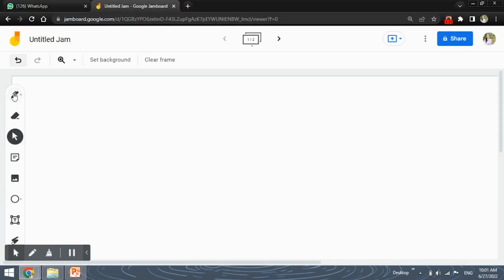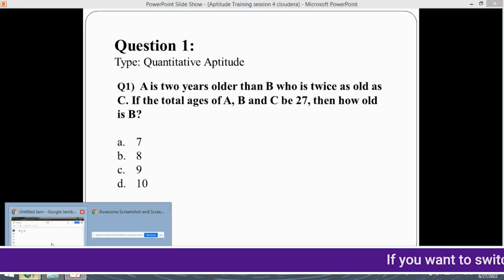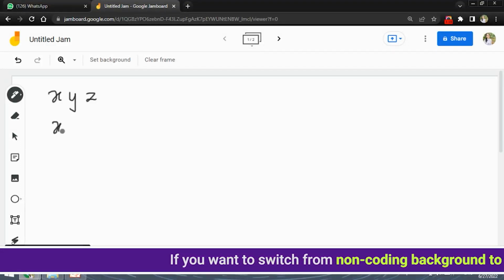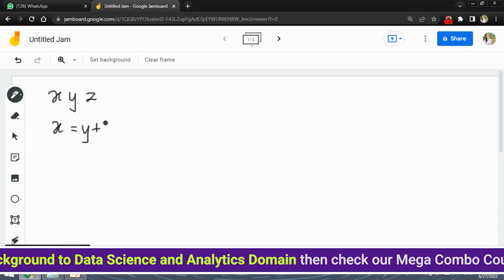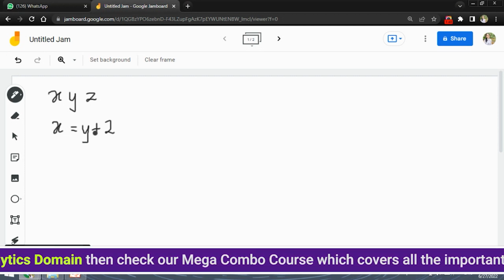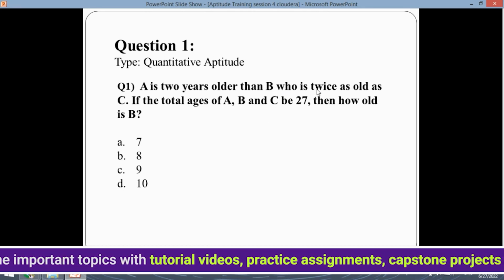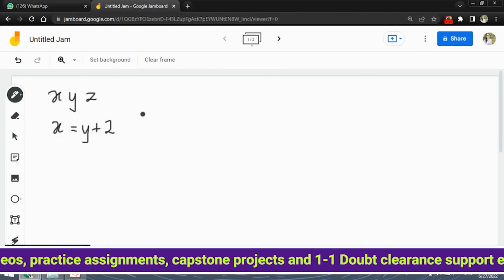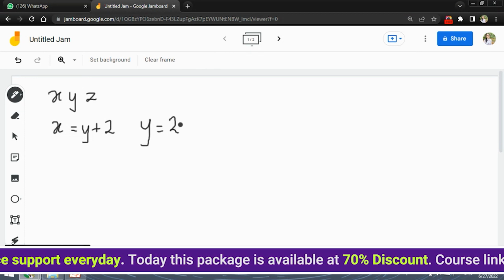Let's consider the age of A as X, B as Y and C as Z. So according to our first condition, A is 2 years older than B, which means the age of A is Y plus 2, because it has been given that A is 2 years older than B. And the second condition is that B is 2 times as old as C. So B is 2 into Z.